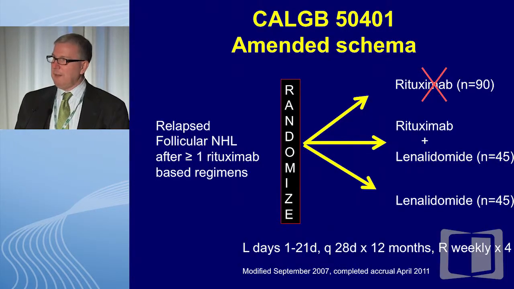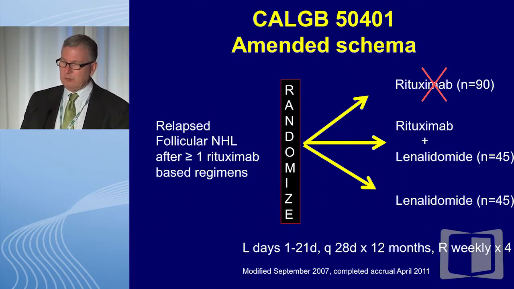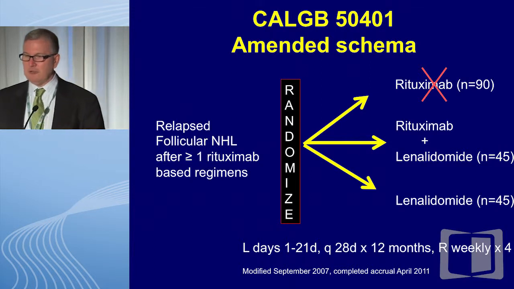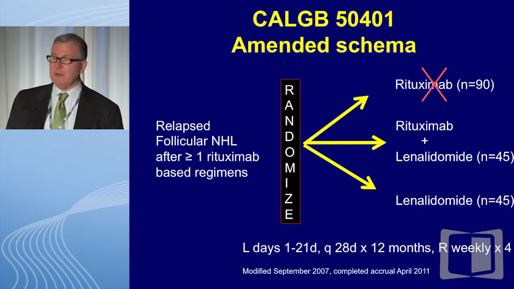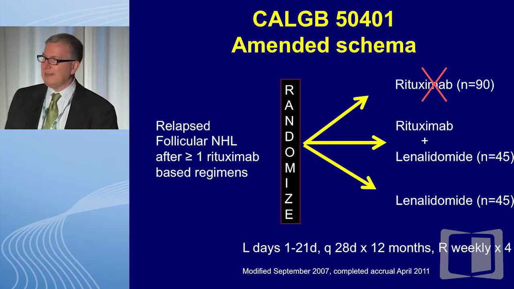We've been interested in lenalidomide, as have others, and in CALGB we conducted the 50401 study, which was originally a 3-arm trial, ended up being a 2-arm trial of lenalidomide alone or lenalidomide plus rituximab. As you know, lenalidomide has a variety of activities, direct and indirect, involving the immune system and vascularity, and directly against tumor cells. We randomized patients to either single-agent lenalidomide or lenalidomide plus 4 doses of rituximab. This was in relapsed, not refractory, follicular lymphoma, having had 1 prior regimen or more.